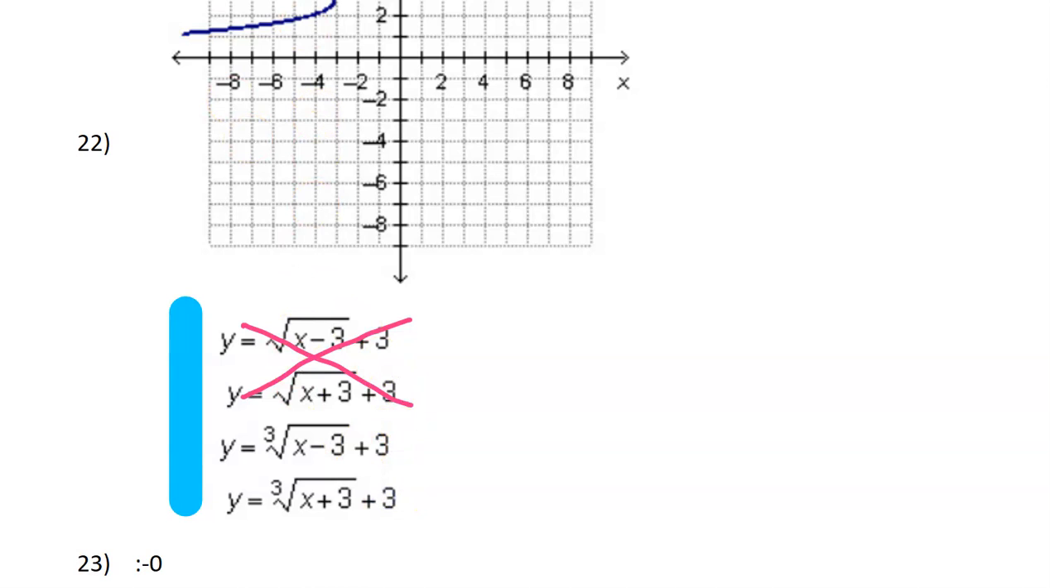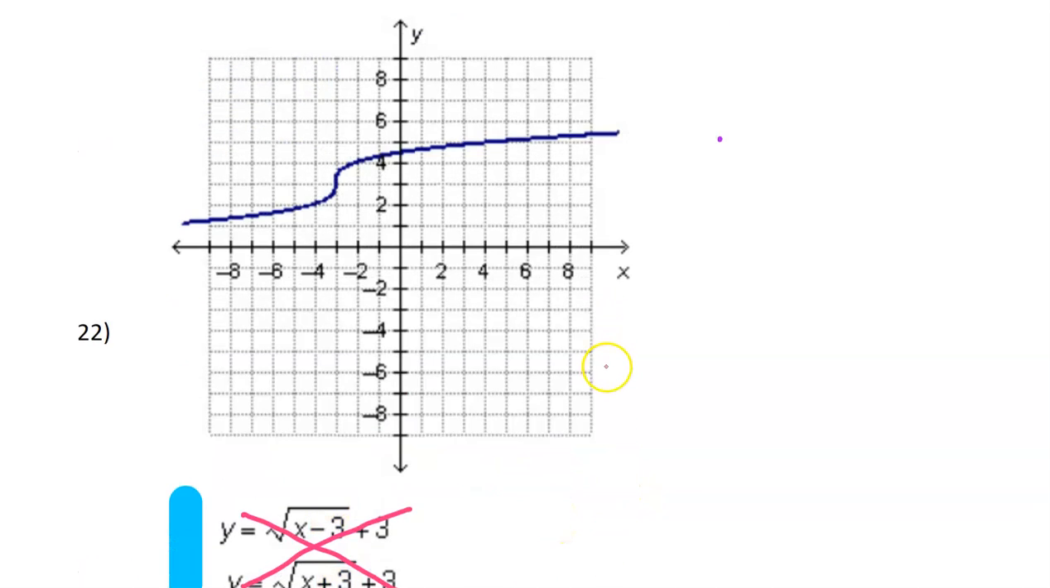So turn your attention to the inside. This one has a minus 3 and this one has a plus 3. When you have a number being added or subtracted inside the function, this is going to be either a left or a right shift, and it's going to be the opposite of what you would probably think. So a minus 3 will actually be a shift to the right 3, and plus 3 will actually be a shift to the left 3.